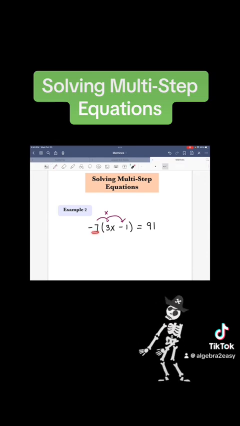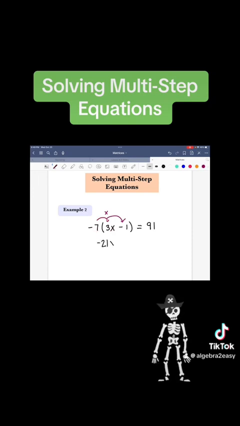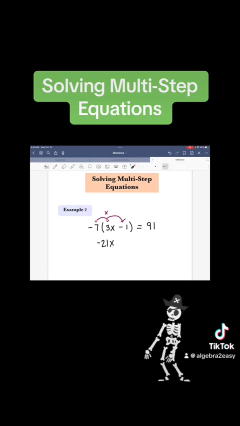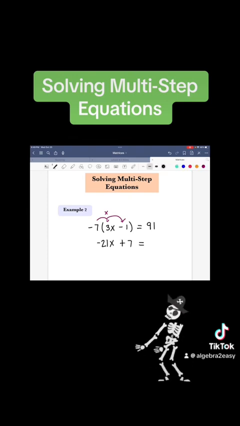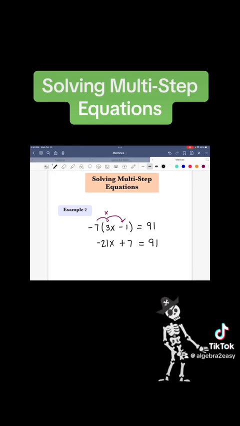Negative 7 times 3x. So negative 7 times 3 gives me negative 21, and then we have x. Negative 21x. Now we're going to do it again. Negative 7 times negative 1. So be careful with that double negative. A negative times a negative is a positive. So we have a positive 7, and that's equal to 91.